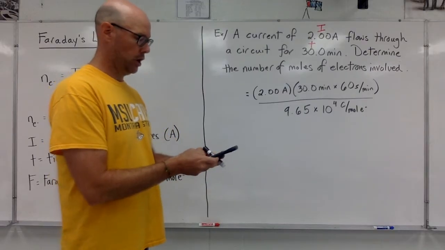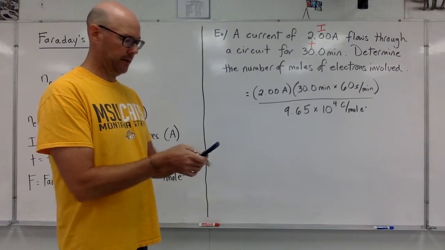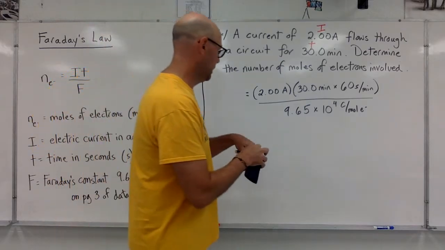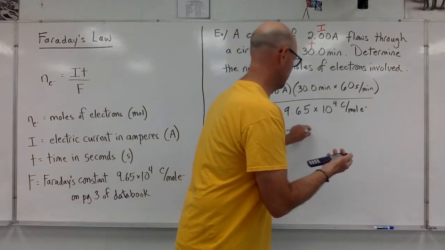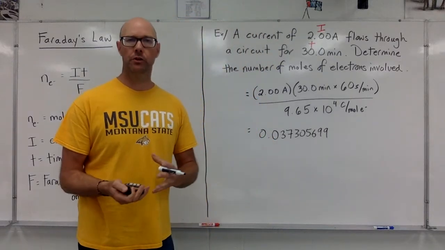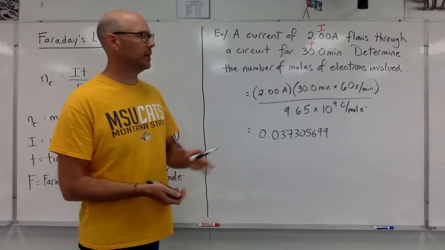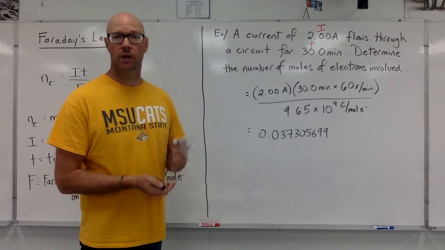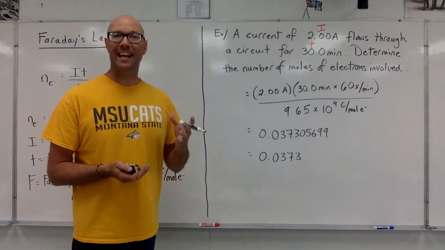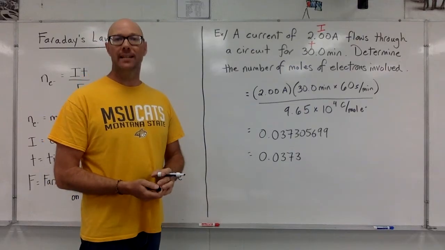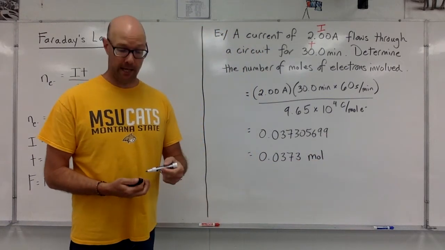2 amps times 30 times 60 divided by 9.65 times 10 to the power of 4. I end up with 0.037305699. Our raw answer, we're going to follow our traditional significant digit rules here. 2.00, that's 3 significant digits. 30.0 minutes, that's 3 significant digits. So our answer, rounded off so that it has 3 significant digits, is 0.0373. And what did we find? Moles. Specifically, that's the moles of electrons.